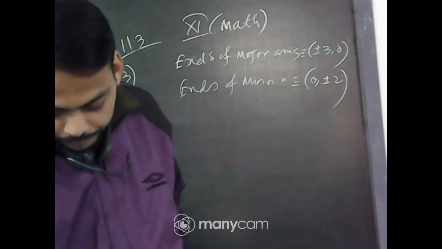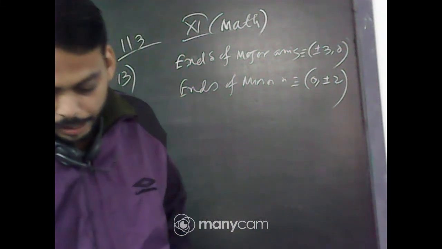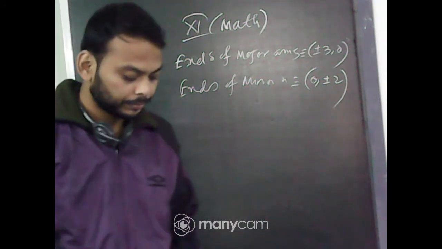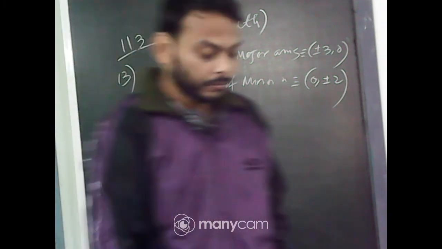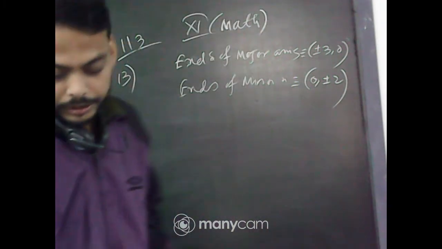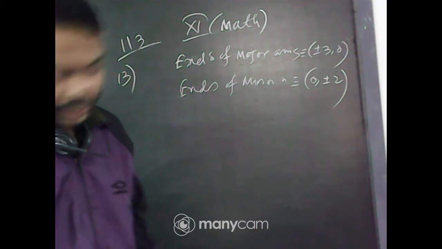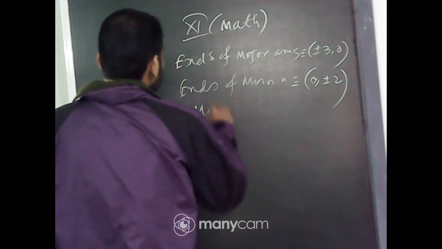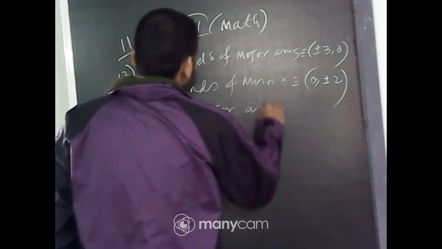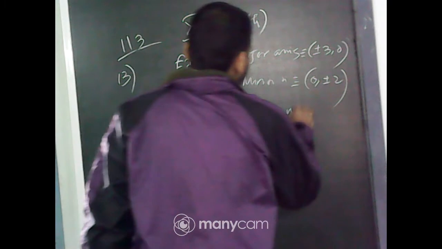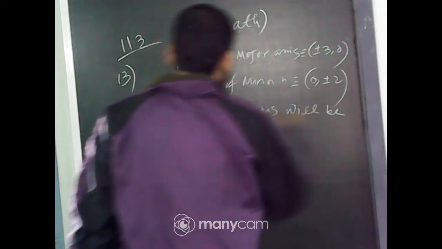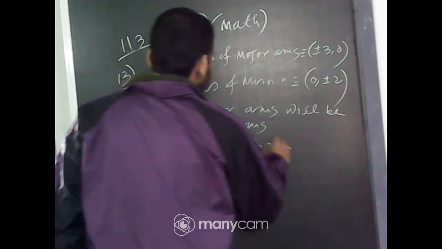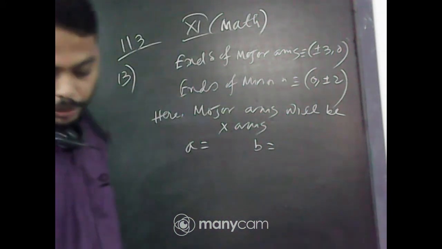So the major axis will be here. Here the major axis will be along x axis or y axis? X axis, very good. Here major axis will be x axis. Now tell me the value of a and b from the given conditions.